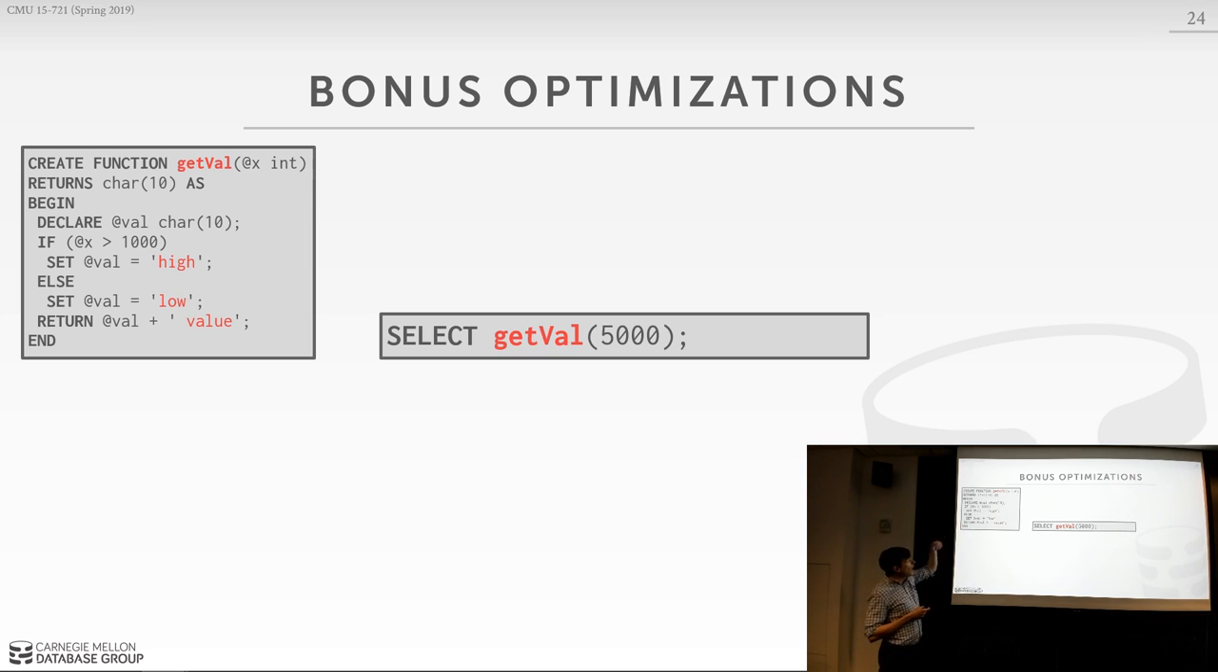So say we have a really simple UDF that, for a given value given as an integer, checks whether the value is greater than 1,000 and returns high. If the value is less than that, return low. Then you append that result with the string value and return that. So let's say we have a really simple query that says select get val and pass in 5,000. Again, we would already have a cached query plan for this that we could then inline into this query plan, and then we throw that at the query optimizer and the rewriter to let it do whatever it wants to optimize it further, right?